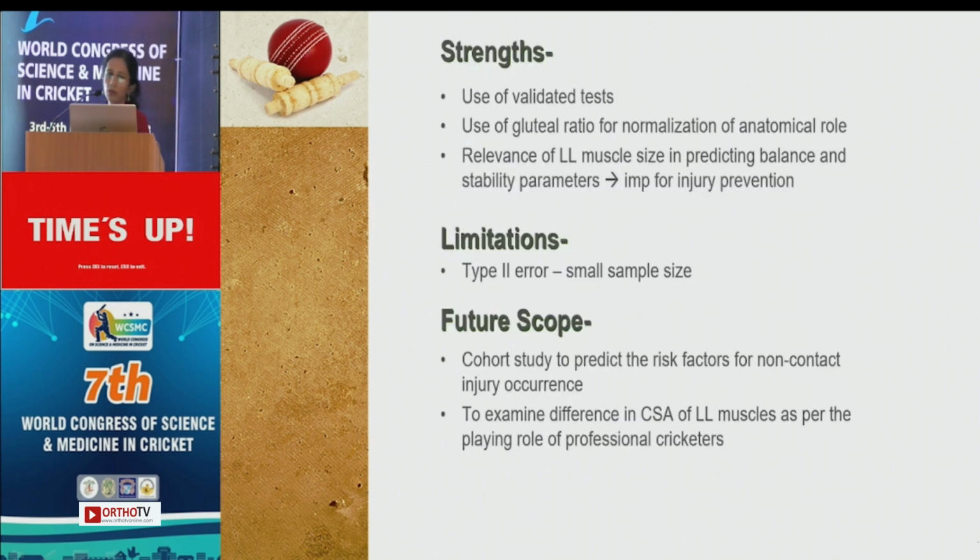Okay, so the strengths of our study, we included the use of validated tests. The gluteal ratio was never used earlier. Relevance is in predicting the balance and stability. It is important for injury prevention as well as screening. Limitations, there are likely chances of type 2 error here because of the smaller sample size. So we plan to continue the study with a larger sample size. And we are planning to have a cohort study to predict the risk factors for non-contact injury occurrences here, and to examine the difference in the cross-sectional area as per the playing roles of the professional cricketers as well.